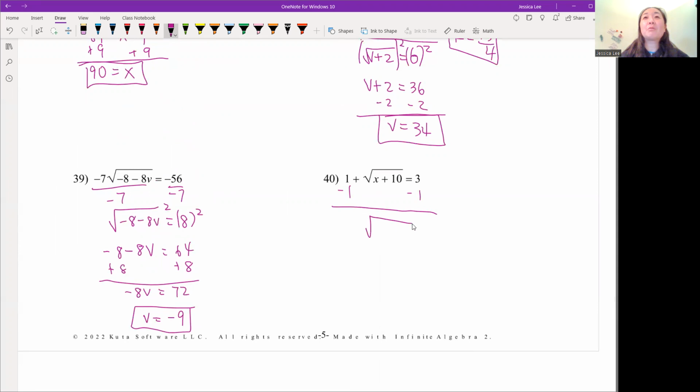All right, and so we get square root of x plus 10 is equal to 2. Again, we're going to square both sides now that we have the radical by itself. And x plus 10 is equal to 4. And we're going to subtract 10 on both sides. We're going to get x is equal to negative 6. But that's what we were supposed to get.